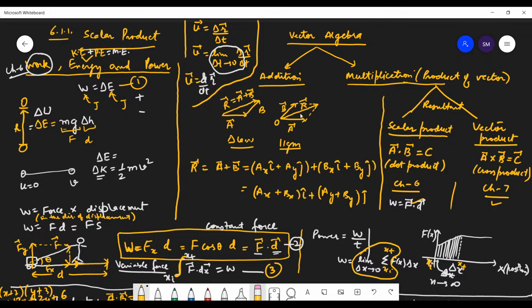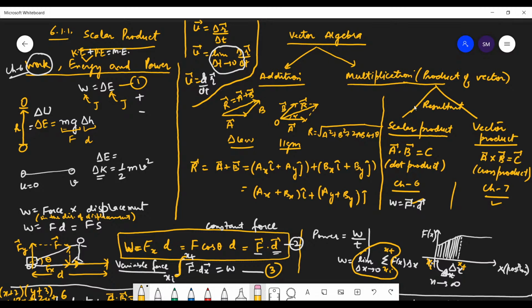And also if I want to find the magnitude of the resultant, you know that this is equal to under the root a square plus b square plus 2ab cos theta. And I can also find its direction alpha. So that we know. Now here we need to learn how to find the product of the vectors.